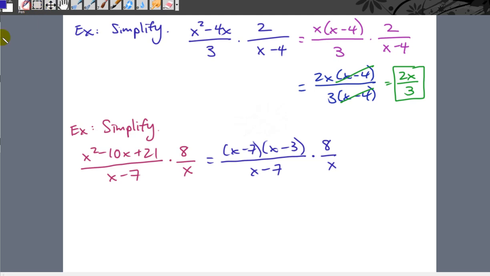Okay, let's see. What I see is this x minus 7 here is going to cancel. And then we're left with, so the 8 is going to come in front. So we just have 8 times x minus 3 divided by x. Oh, we did fit it. Nice. And that would be our answer.